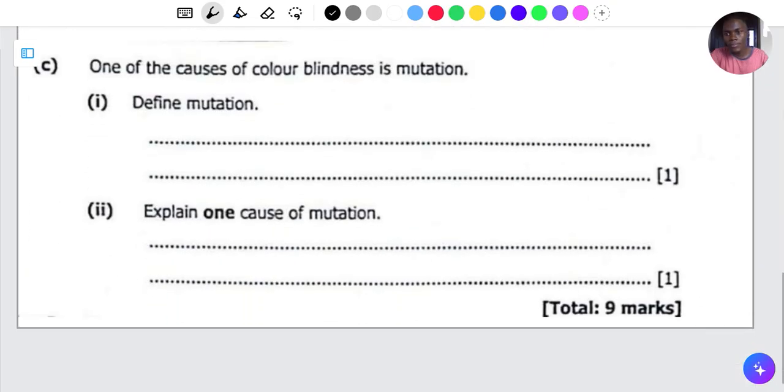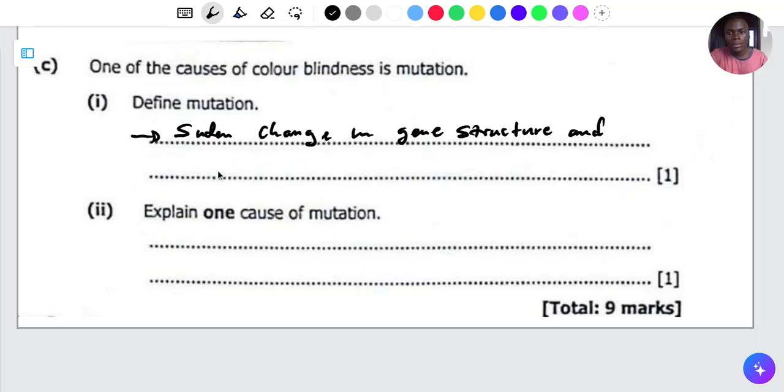Question C. One of the causes of color blindness is mutation. Define mutation. So mutation can be defined as the sudden change in the number of chromosomes or in the structure of a gene. We can say it can be permanent, but we are just going to say the sudden change in gene structure. Apart from the sudden change in gene structure, it can also be a change in the number of chromosomes. So this is very, very important to understand.